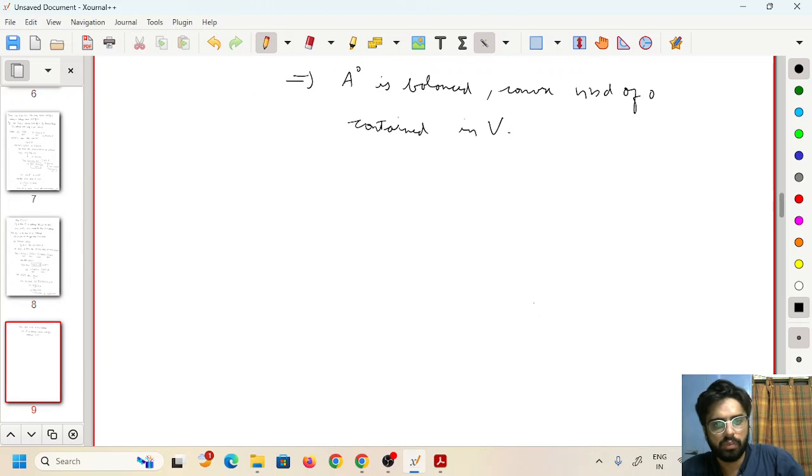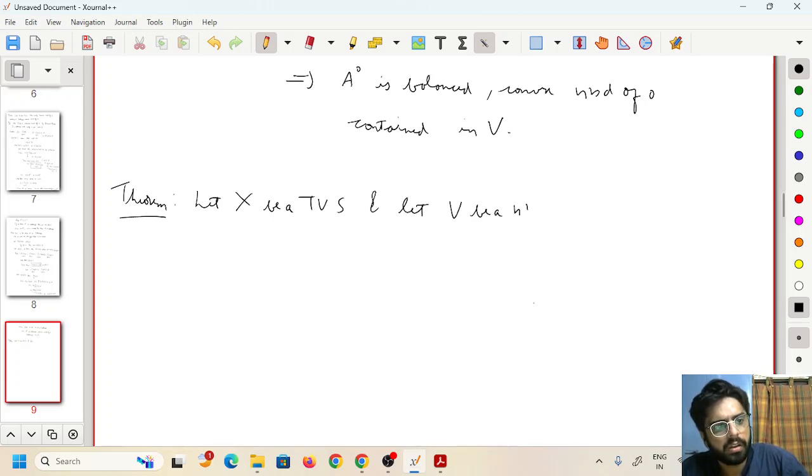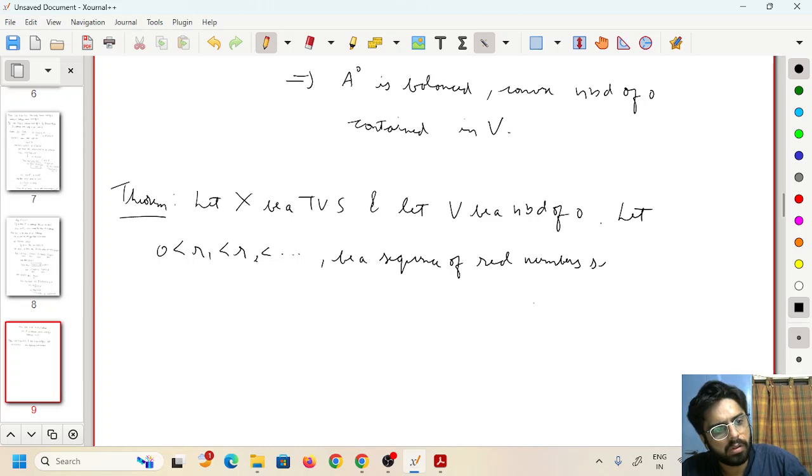Okay, so moving on, next theorem. Let X be a TVS and let V be a neighborhood of 0. Let 0 less than r1 less than r2 and so on be a sequence of real numbers such that rn tends to infinity as n tends to infinity. Then X is equal to the union of rn times V, n varying from 1 to infinity.